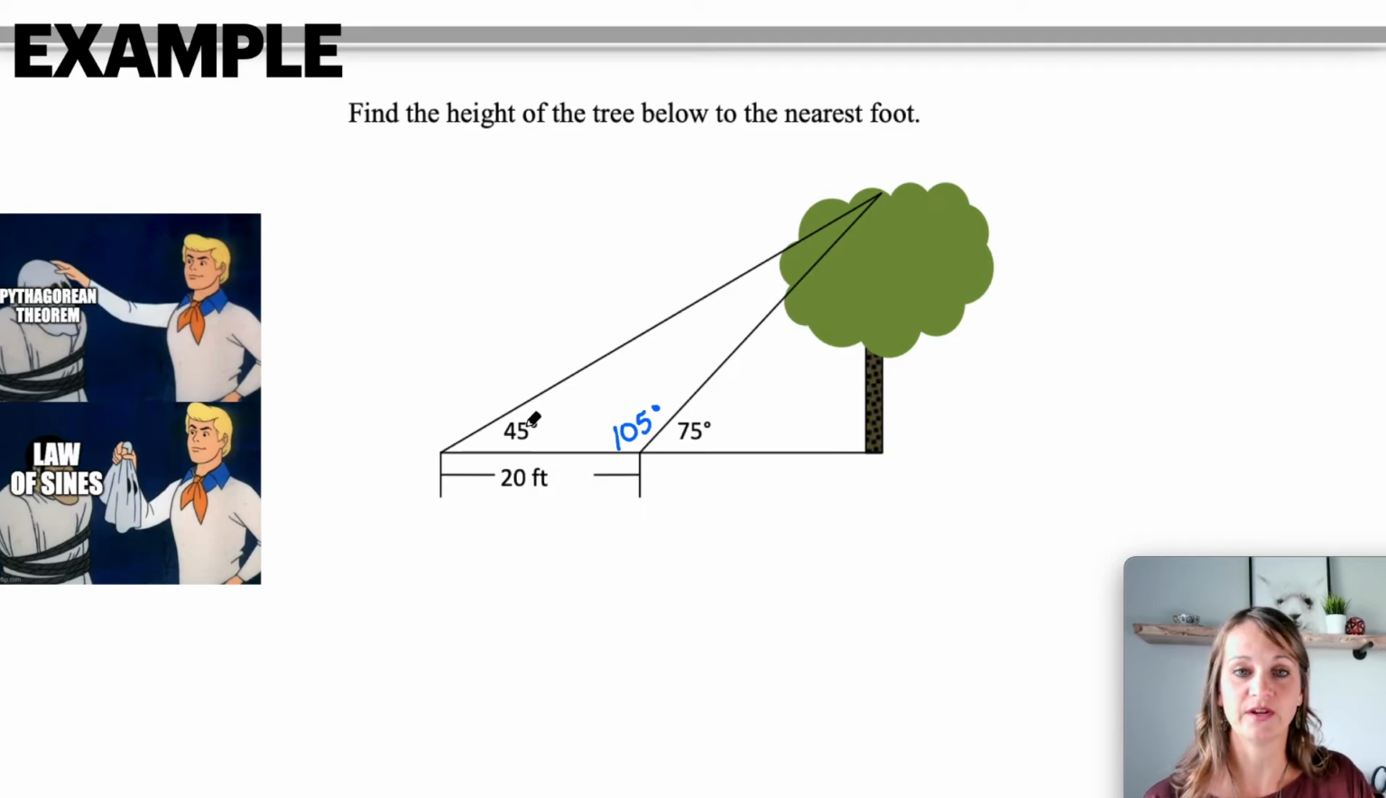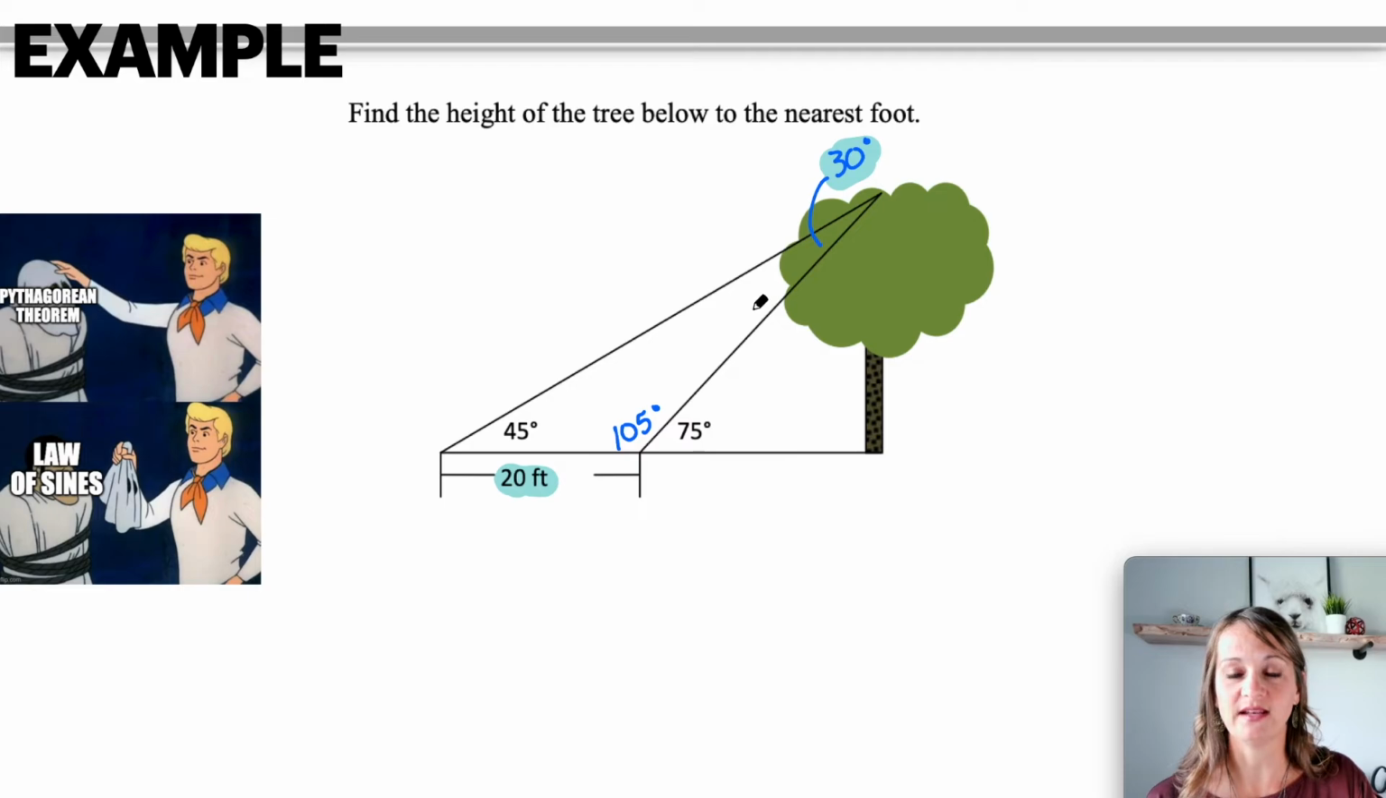Now that I know 45 degrees and 105, I can now find that angle. 105 and 45 is 150. Subtract that from 180 degrees, and I know that that's 30 degrees. I did that because now I have an angle and its opposite side. Once I find that, I can find another side. I can't find the tree yet because I can only stay inside this triangle.